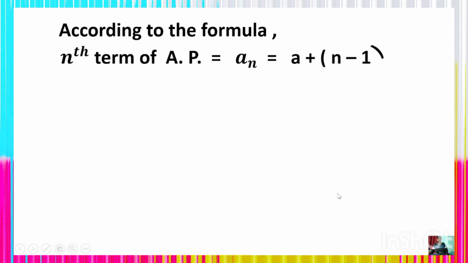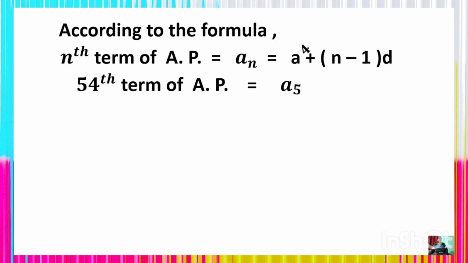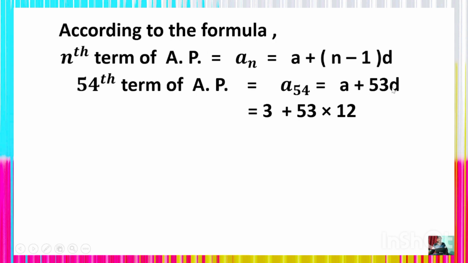Now according to the formula, the nth term of the AP, an, is equal to a plus (n minus 1) whole into d. So the 54th term, a54, is a plus 53d. In place of a and d, we use the values. So it will be 3 plus 53 multiplied by 12. 53 multiplied by 12 is 636, so it will be 639. Thus we get the a54 term is equal to 639.